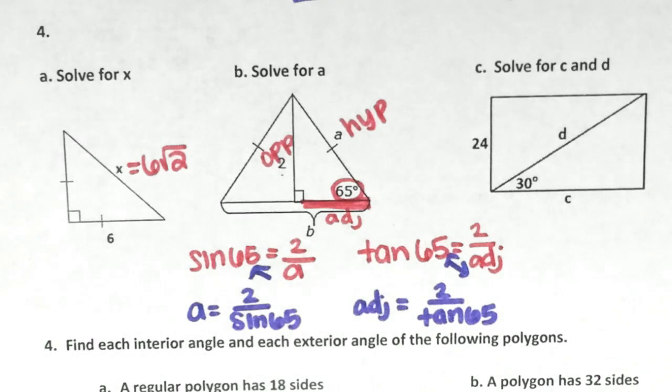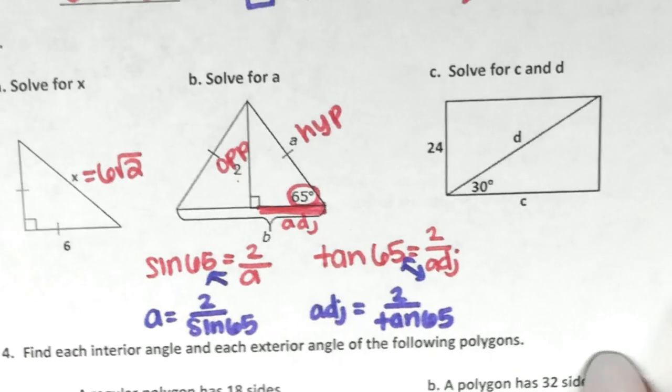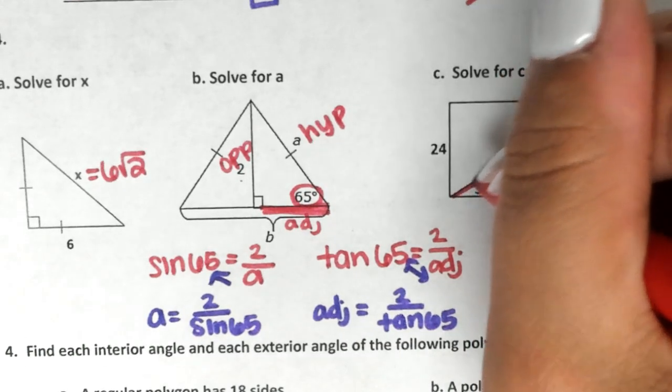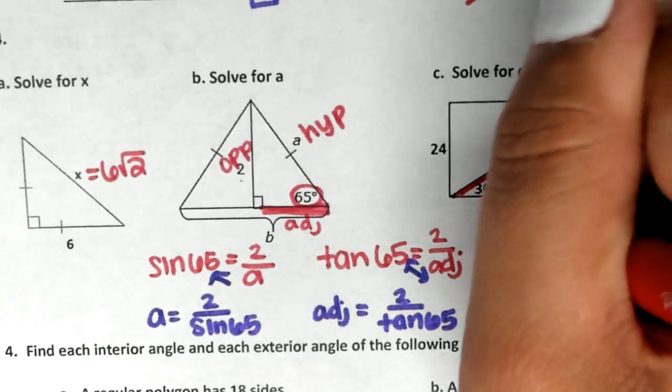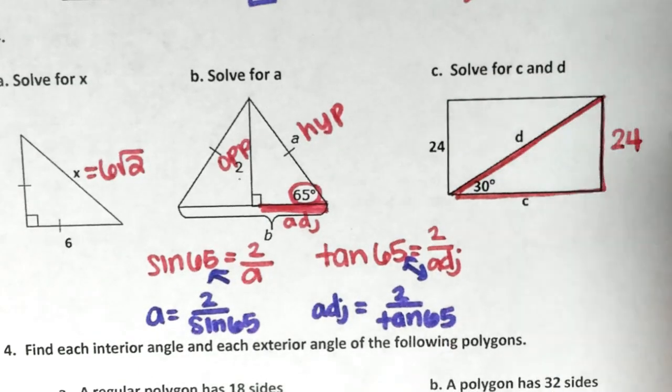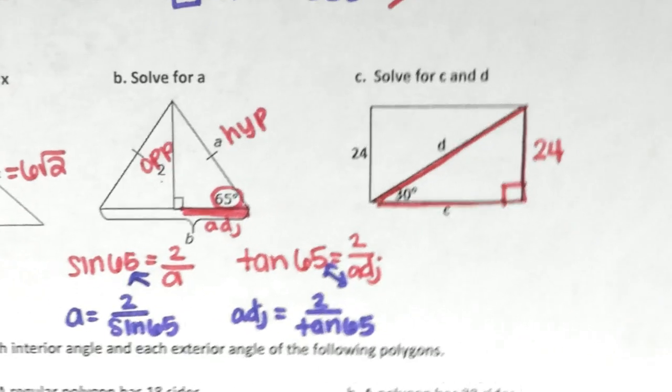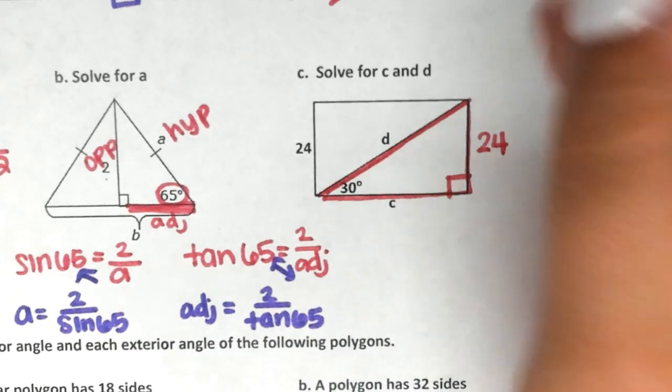Last but not least, how do I solve for C and D? Well, what do I know about this rectangle? The two sides are equal, I heard somebody say. And there's 2 30, 60. I can add a 90 triangle right there. And then can I just do my chart? Yeah. Sure.